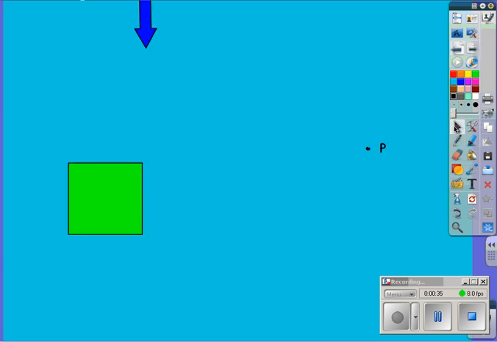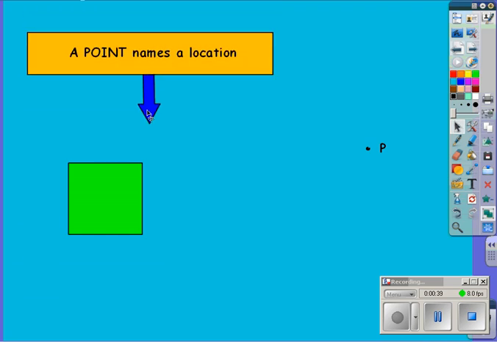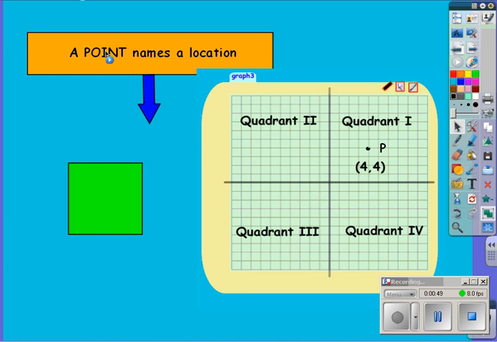First one we're going to look at is a point. A point names a location. So to name this location, we're going to need what we typically look at, the coordinate plane. So here we have our coordinate plane. P is at the coordinate 4, 4 and is in quadrant 1. Now when we talk about points, we always use a capital letter. In this case, P. This is point P.